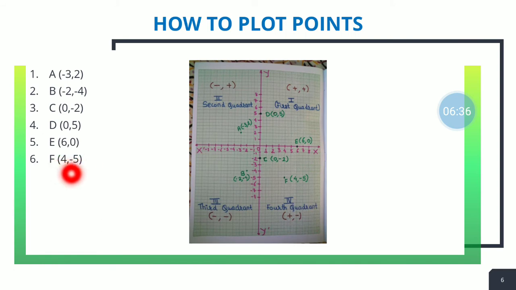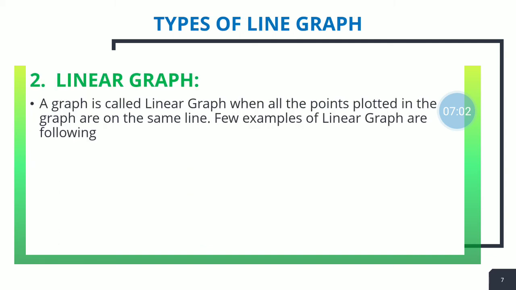Sixth point, F: 4 comma minus 5. Now the x coordinate is positive, y is negative. Positive, negative means fourth quadrant. So F is 4 comma minus 5. So 4 towards my right and minus 5 it's down. So the point lies over here, 4 comma minus 5. I hope you all have understood how to plot the points.